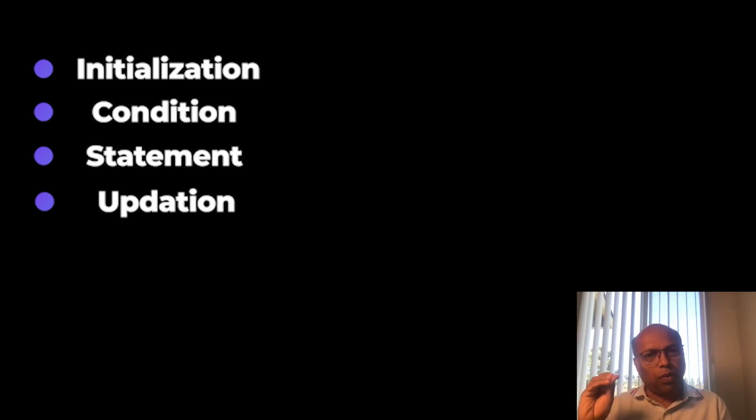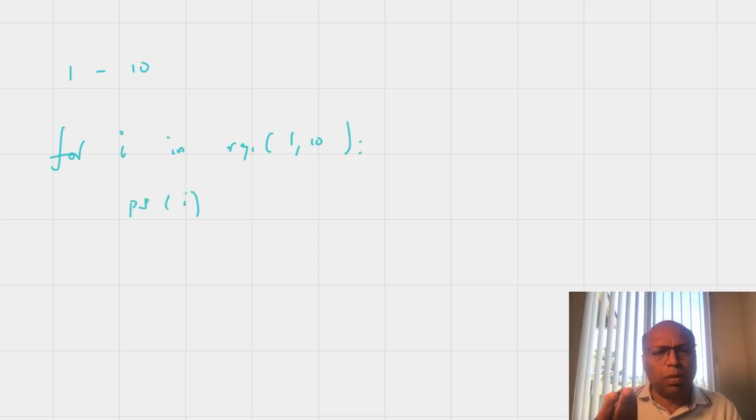Remember, whenever you write a while loop, always ask: what is my initialization, what is my condition, what is my statement, what is my updation? These four have to be there. Let's say I want to print 1 to 10. In a for loop I write for i in range of 1 to 10, and then print i. It will print 1 to 9 only, because 10 is exclusive. If you want to print 10, I need to put 11 here.